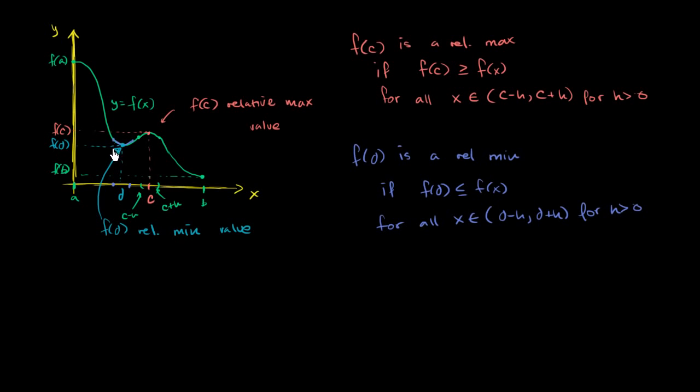and that's why we say that it's a relative minimum point. So in everyday language, relative max, if the function takes on a larger value at c than for the x values around c, and relative minimum value if the function takes on a lower value at d than for the x values near d.